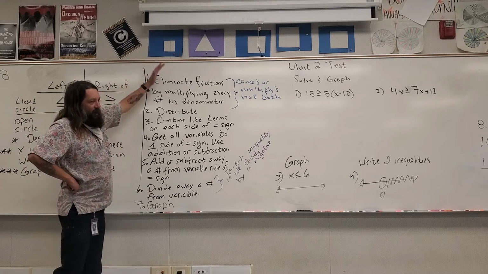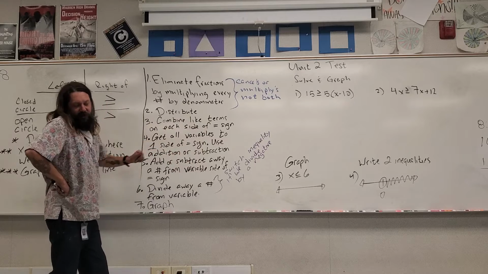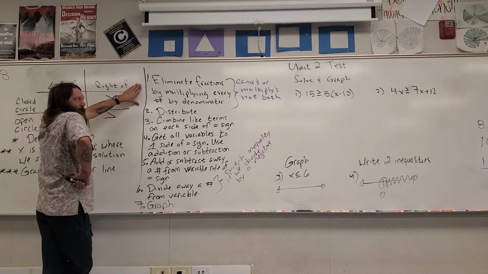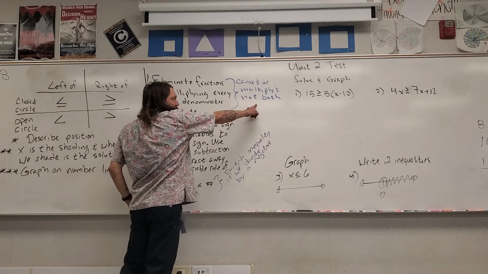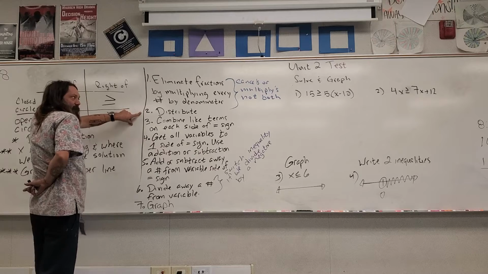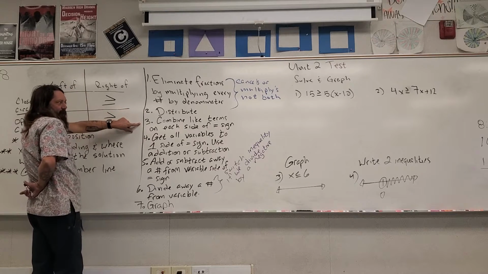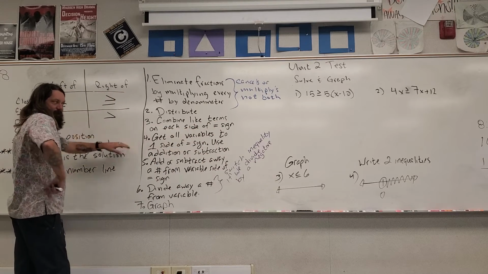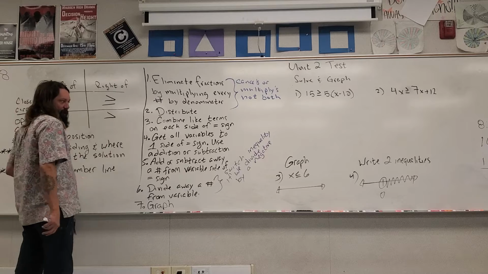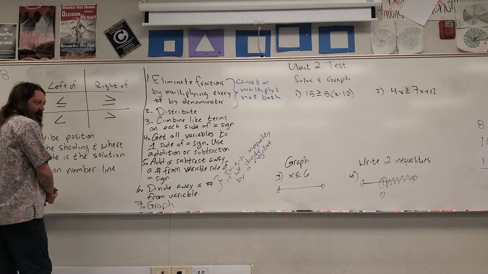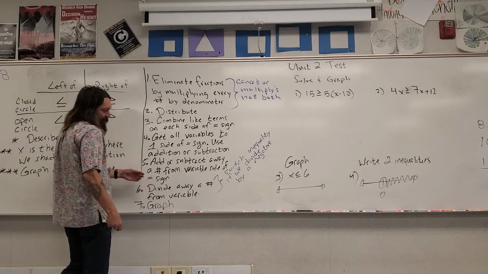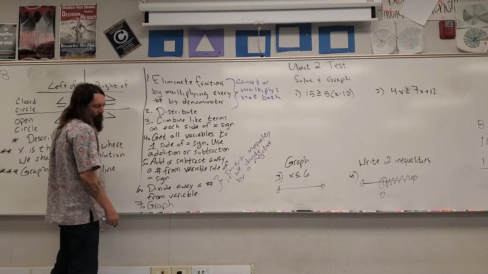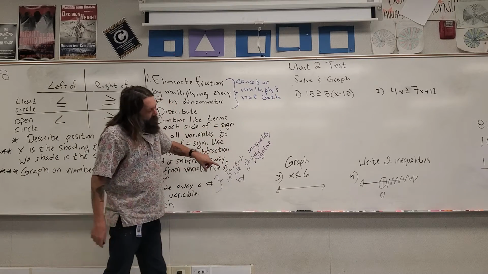I have the steps to solve. I should have changed the equal signs in this to inequalities, but I didn't. Remember, eliminate fractions by multiplying everyone by the denominator. It cancels or multiplies, but not both. Second is we distribute. Third, we combine like terms on each side of the inequality sign. Fourth, get all variables to one side of the inequality sign. Use addition or subtraction. Fifth, add or subtract away a number from the variable side of the inequality sign. Sixth, divide away a number from the variable. Switch the inequality if we divide by a negative.